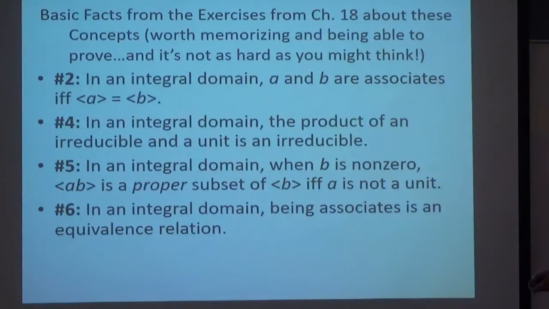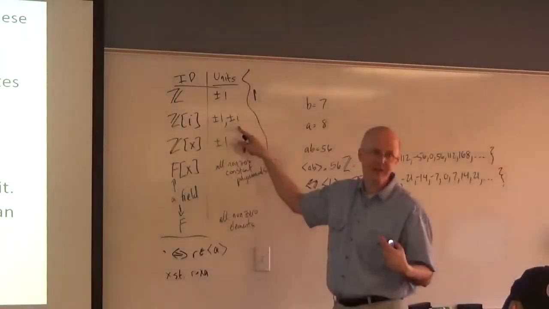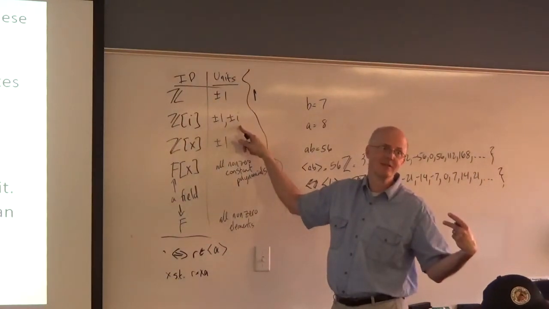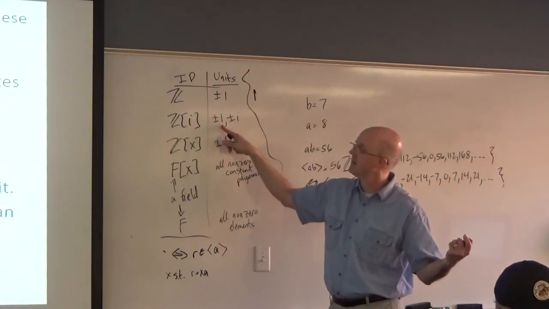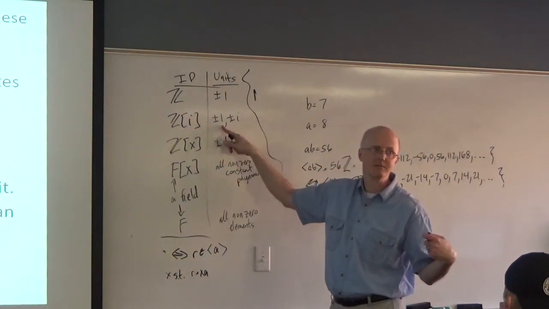In an integral domain, being associates is an equivalence relation. An element is associated to itself. If 5 is associated to negative 5, then vice versa, in terms of the integers, and it's transitive too. Thinking in terms of Z[i], maybe one number is i times another, and that number is i times another. i squared is negative 1, which is another unit. They're going to be still associates.